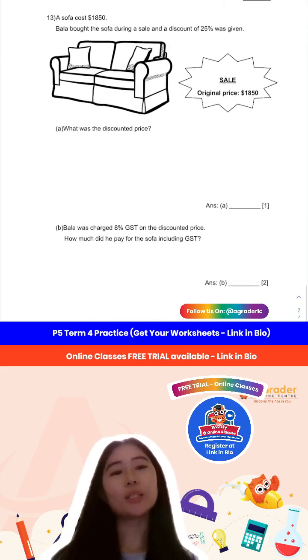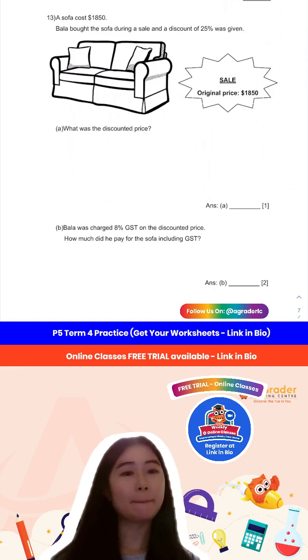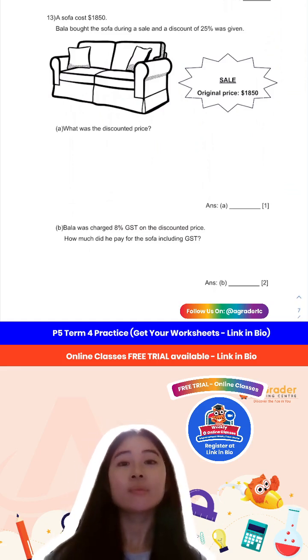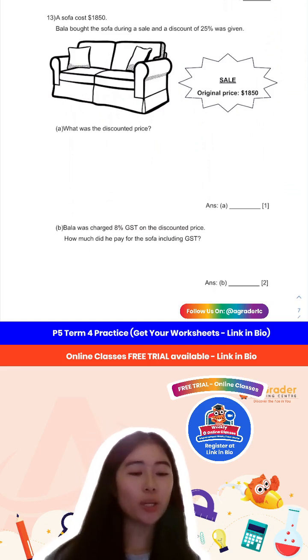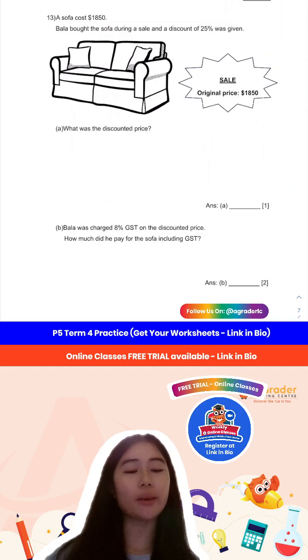Okay, this is our last question on percentage. So this sofa cost $1,850. Bala bought the sofa during a sale and a discount of 25% was given. So what was the discounted price? That's for part A.